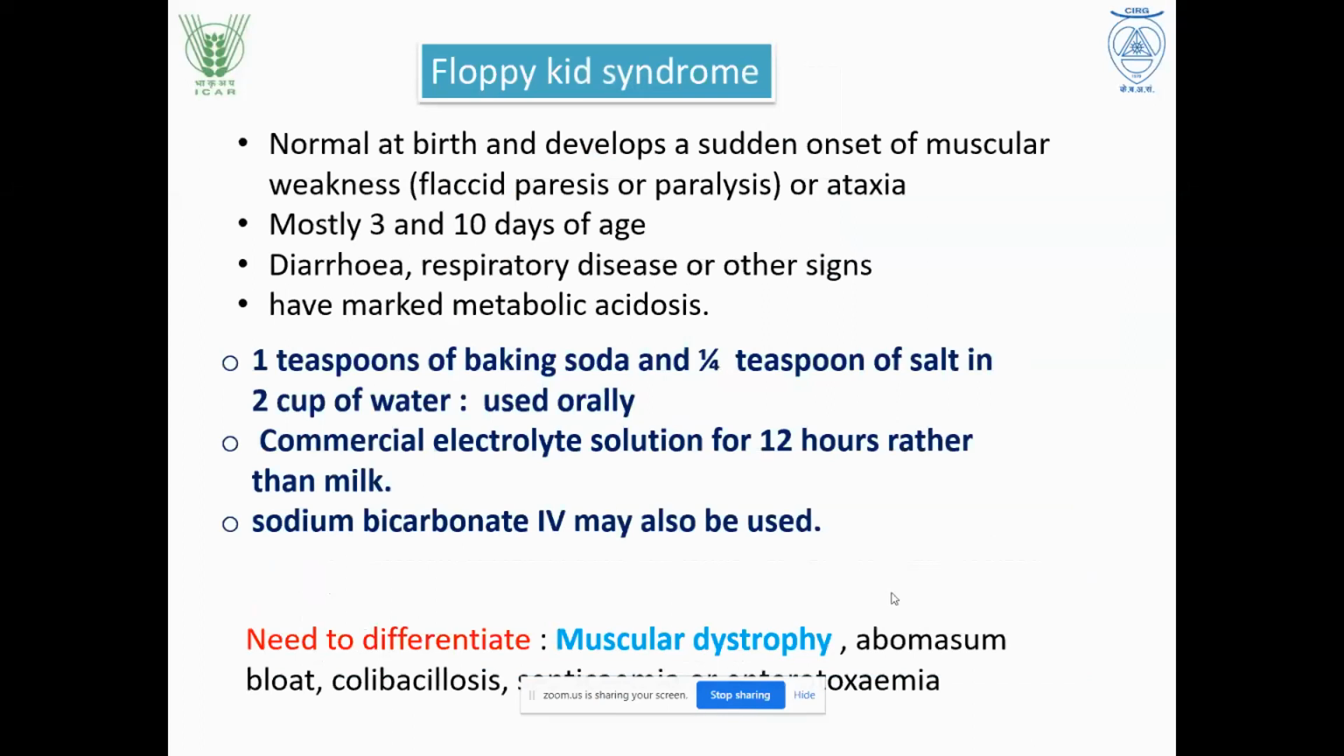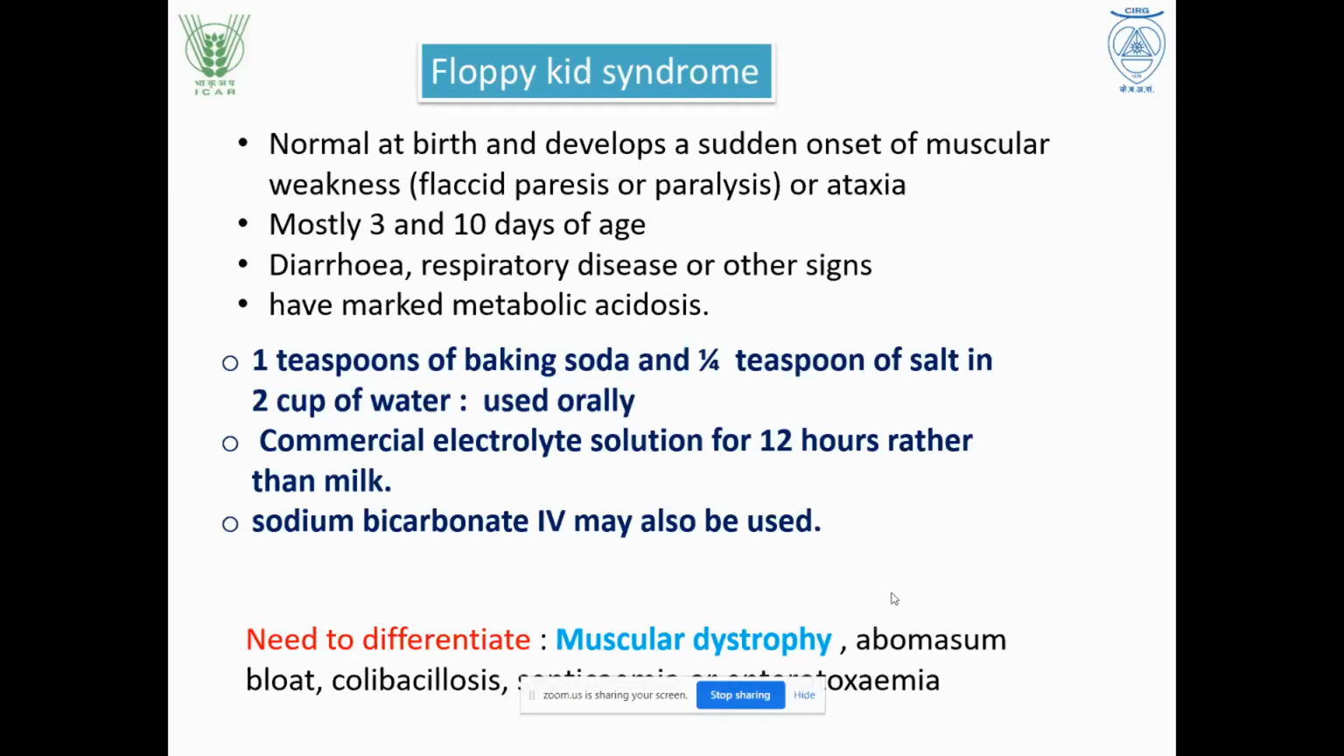Another problem that needs discussion is floppy kid syndrome. As soon as the animal is born, there is no problem, but suddenly there is an onset of muscular weakness, paralysis, paraplegia, ataxia, very common in the young phase of life. There may be other signs like diarrhea and respiratory disease, but it is not necessary. The only thing is that the animal is not able to stand up. There is a problem in getting up.